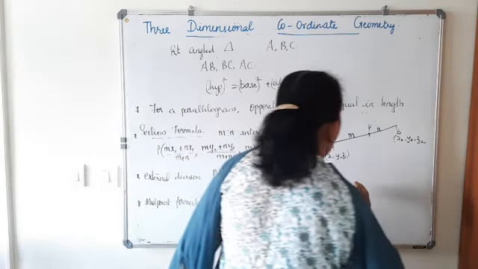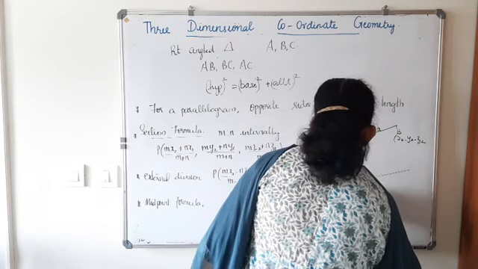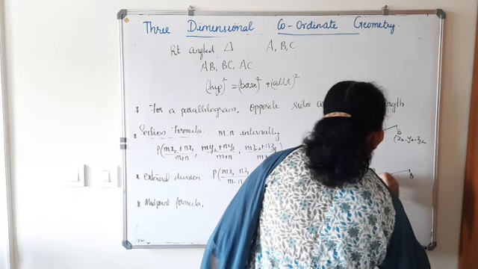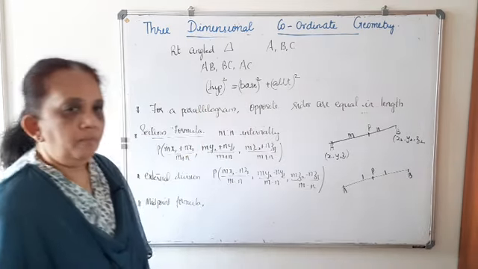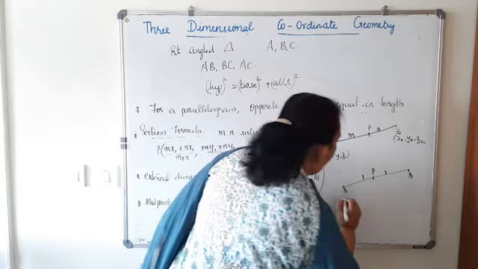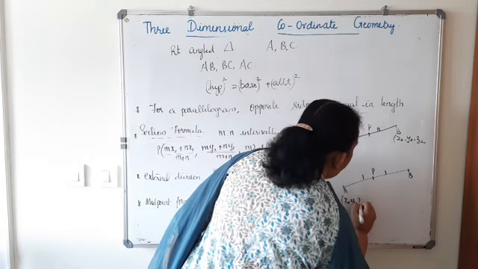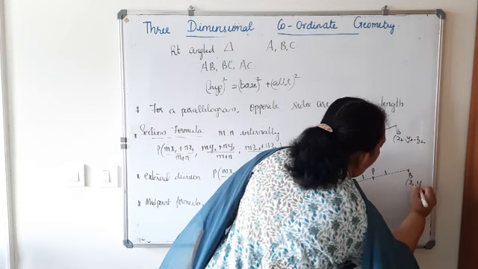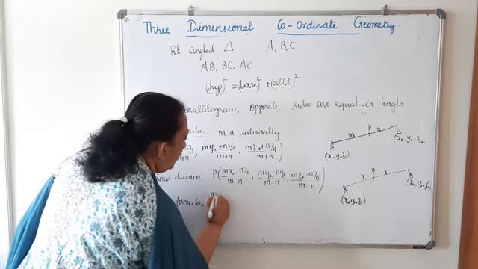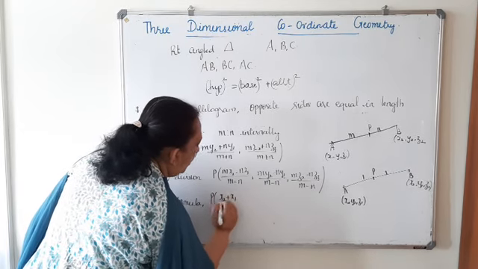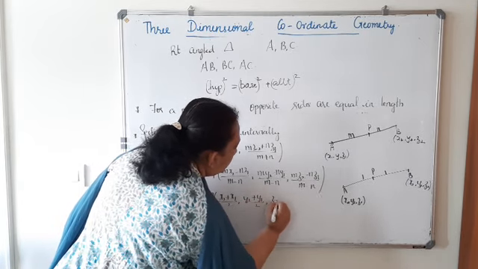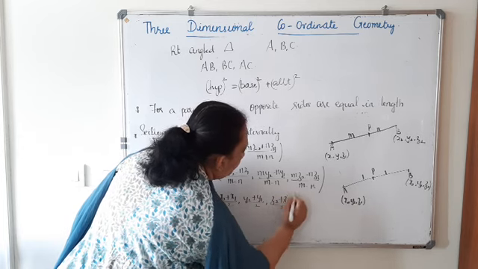Suppose this point P, A, B. P divides in the ratio 1:1, because it is the midpoint. P is the midpoint of A and B. This one is x1, y1, z1. This is x2, y2, z2. So what are the coordinates of P? The coordinates of P are x2 plus x1 by 2, y2 plus y1 by 2, and z2 plus z1 by 2.